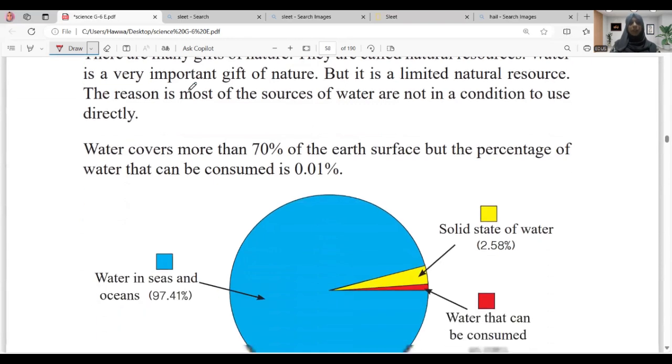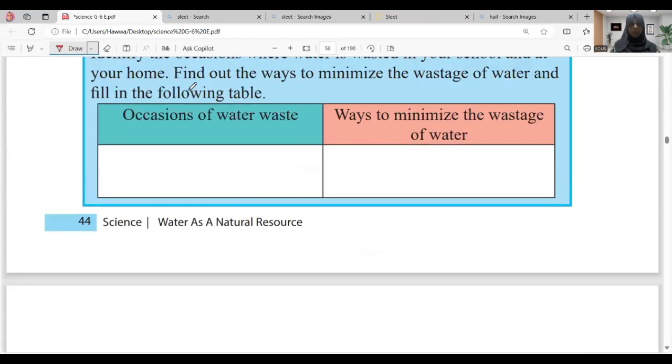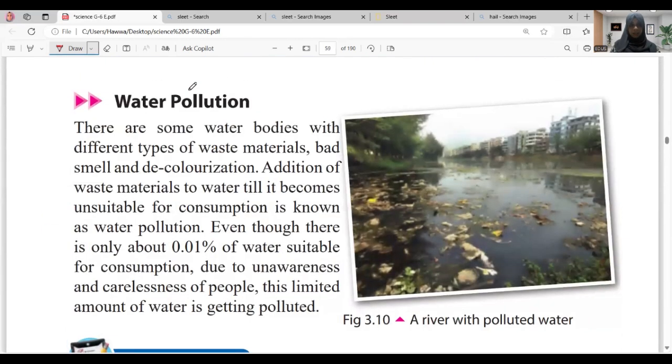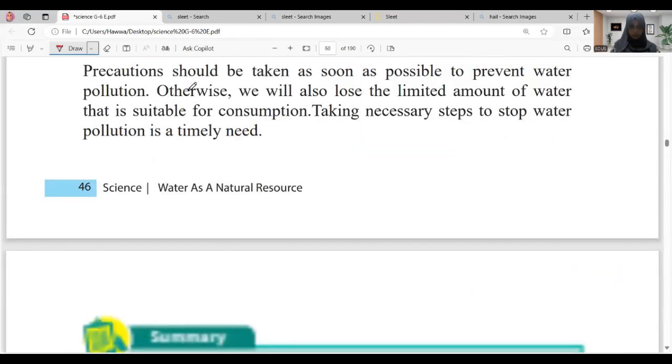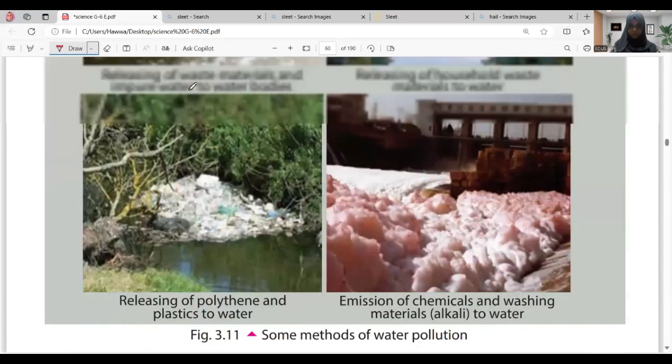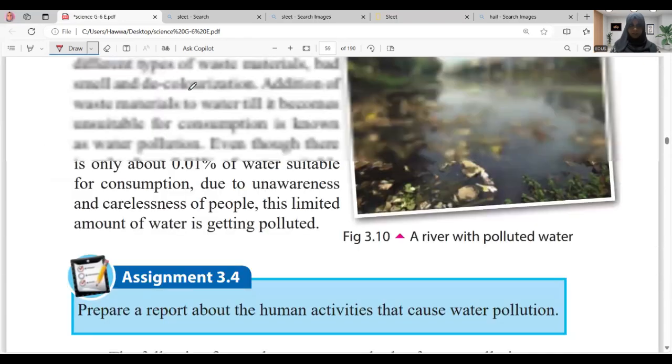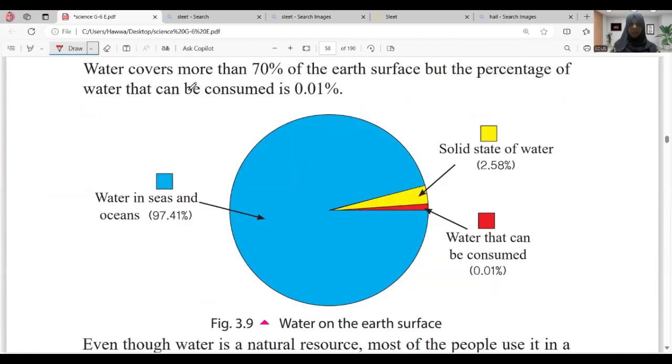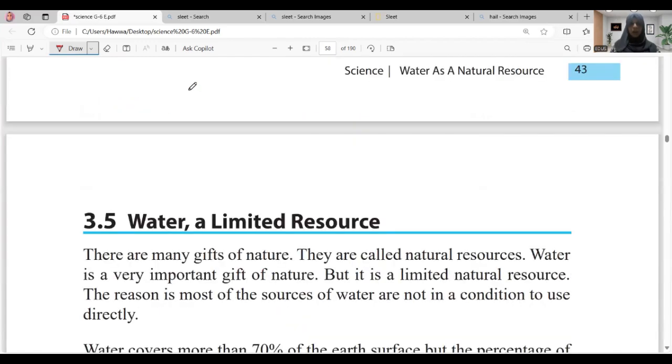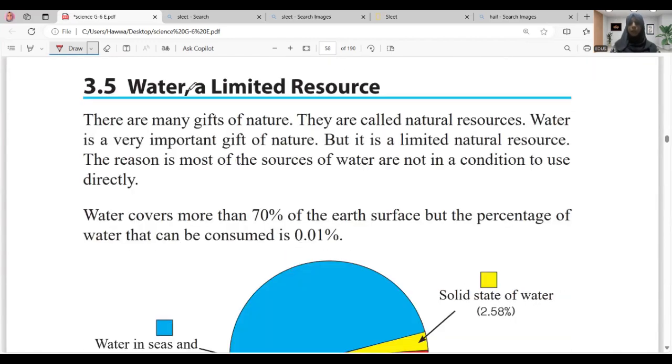Then water is a limited resource. This is the final topic, I would say, the importance. Water is a limited resource. So under this only, we have to study about water vapor.